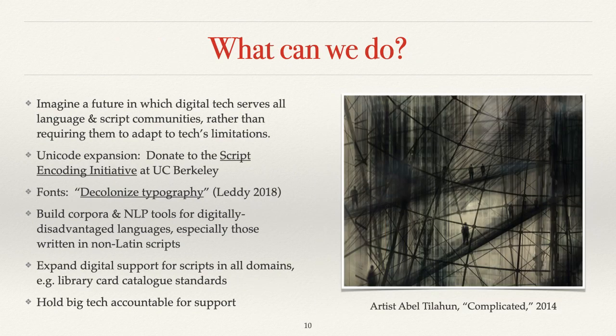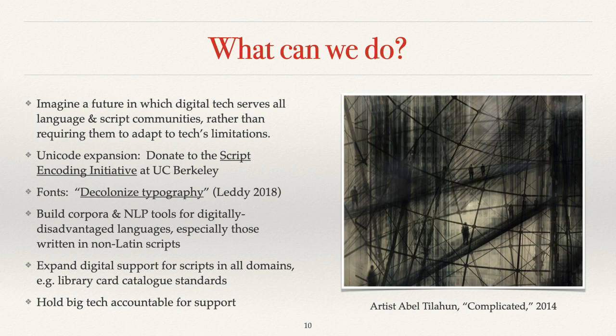So what can we do? We need to actively imagine a future in which digital text serves all language and script communities rather than requiring them to adapt to text limitations. We need to continue to expand Unicode. You can donate to the Script Encoding Initiative at UC Berkeley, which is doing this work.